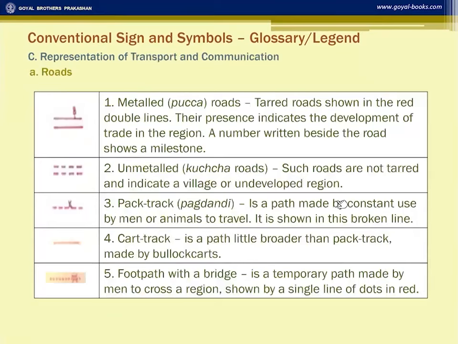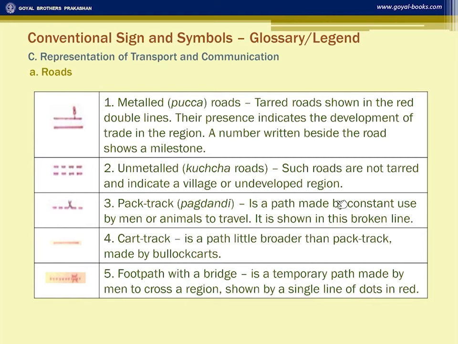And roads and means of communication, you can see they are also shown by different symbols in every category. That is, metal road are shown as continuous double line, unmetal road in dash, the pack track is shown in single dotted line, cart track is shown as a single red line, and footpath is shown with simple small dots. What is the significance of these transport and communication?